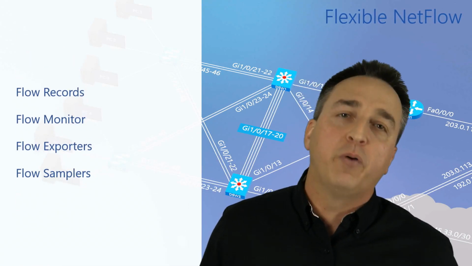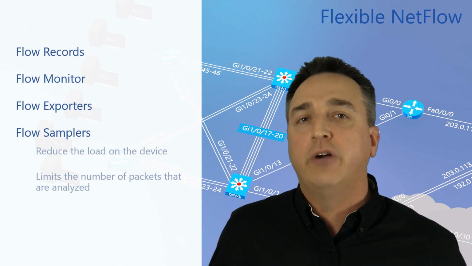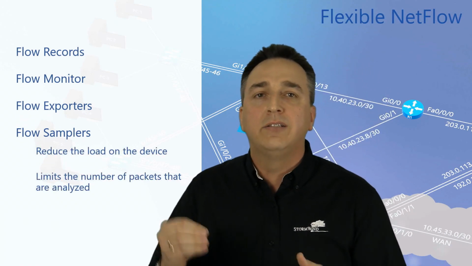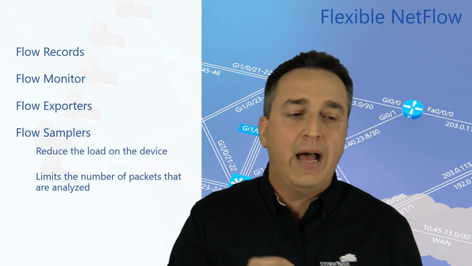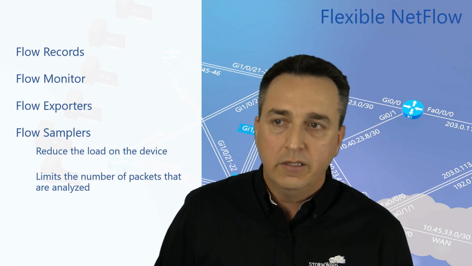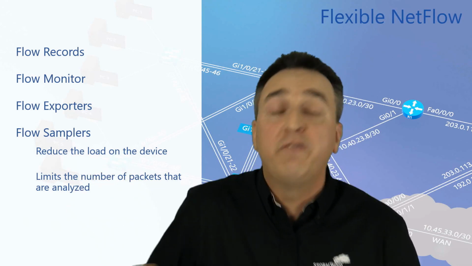And to improve the performance of the device, you can also create what is called a flow sampler. And a flow sampler is just you telling your router, hey, instead of collecting statistics about every packet, how about you collect statistics on every 100th packet, or every 200th packet, or every 50th packet.